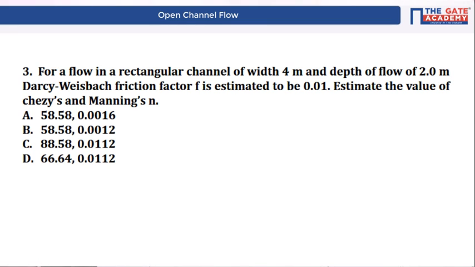Option A is 58.58, 0.0016. B is 58.58, 0.0012. C is 88.58, 0.0112. D is 66.64, 0.0112. So this is the question.